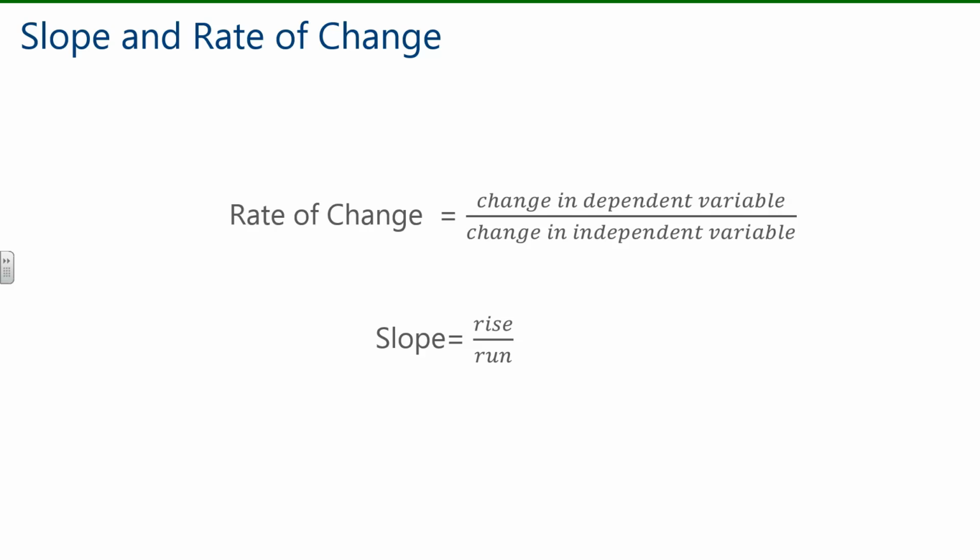Now when we looked at slope previously, we've been finding slopes of lines and equations that have no meaning or context behind the x and y variables. But now we'll look at some situations that can be modeled using linear relations.